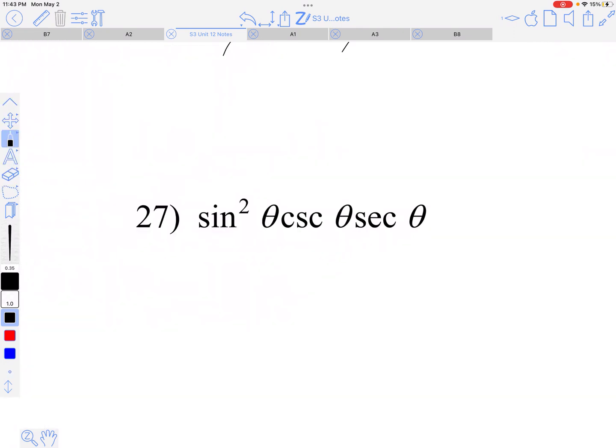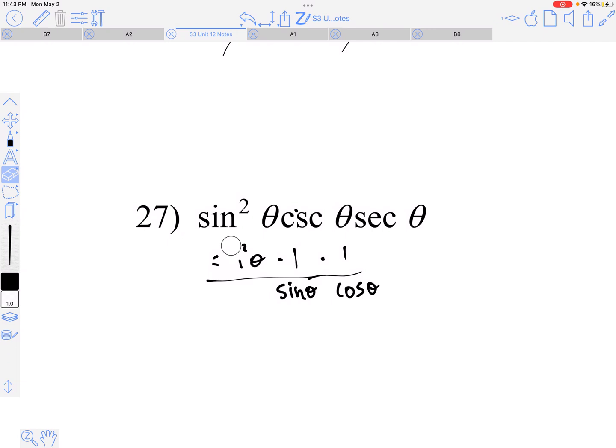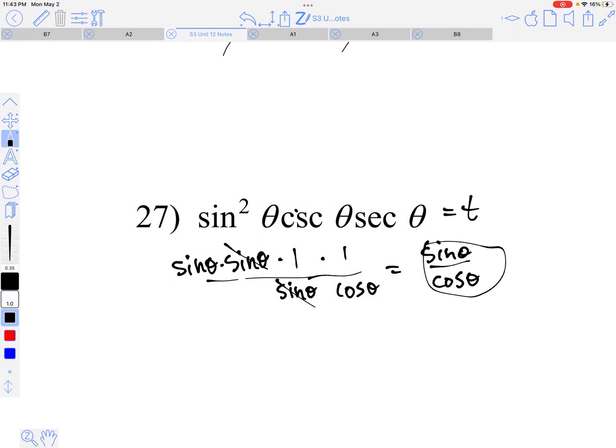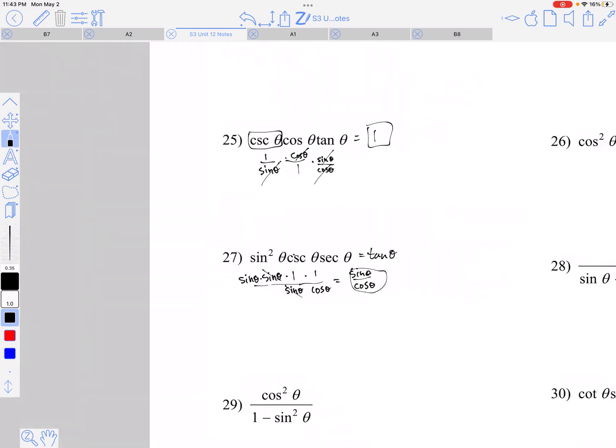So look at this one right here. Number 27, we have sine squared theta, and then cosecant will be 1 over sine, so I can write it like that. And then secant will be 1 over cosine. So sine squared, I'm going to rewrite as sine times sine. All right, so one of the sines cancel out. Sine times 1 is sine. So we're left with sine theta over cosine theta, which, if you remember, is tangent. So that's the simplified form of that.